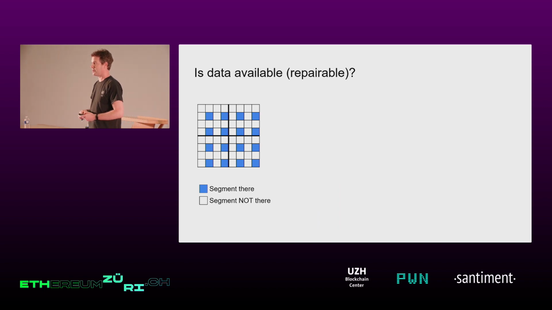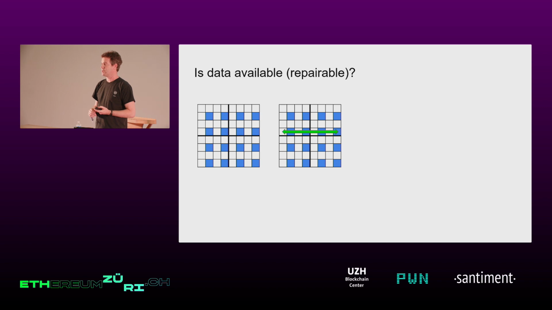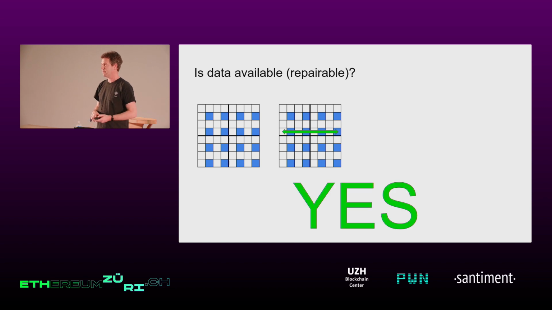Is this repairable or not? And this doesn't seem that obvious, right? But if you see that you can repair that column, for example, you see that you can repair all those rows, and you can repair the columns, and at the end, yes, that was repairable.